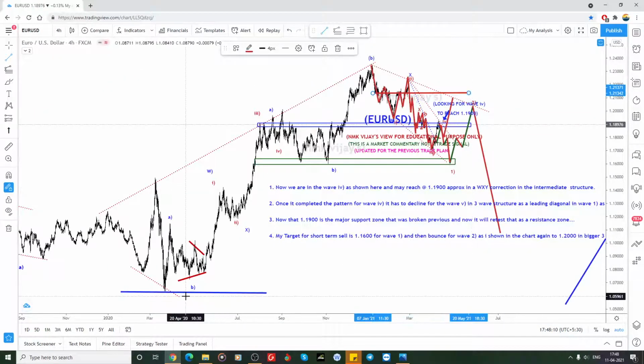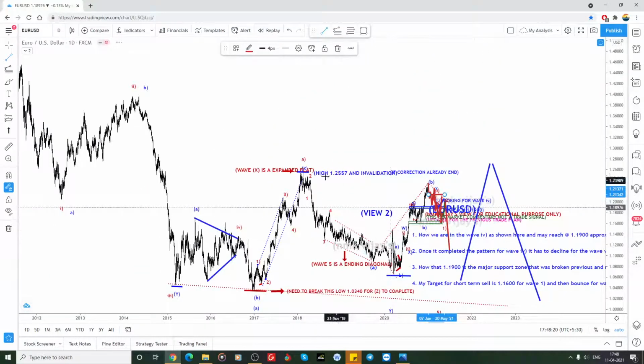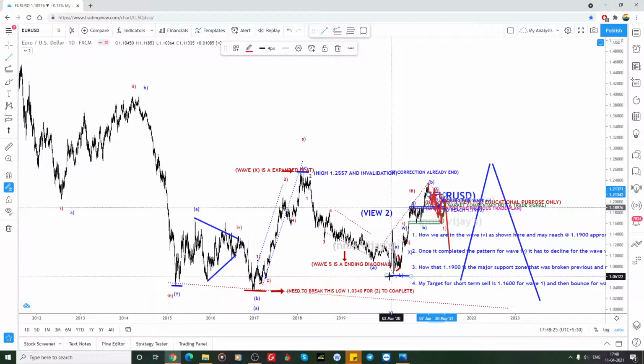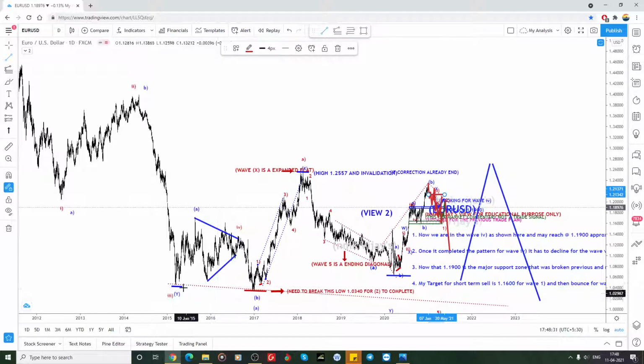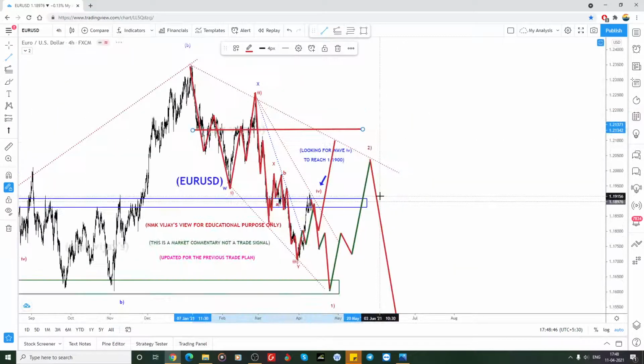My target is it has to reach this 1.06 zone first of all, then we will see later, because I have explained a lot of positional views. Whether this is the A, so this is the B, means it has to break this low only, not this low. Whether this is an irregular flat formation, then it has to break this low also, 1.03834. That we will see later. First we will concentrate on this wave formation 1, 2, 3, 4, 5.